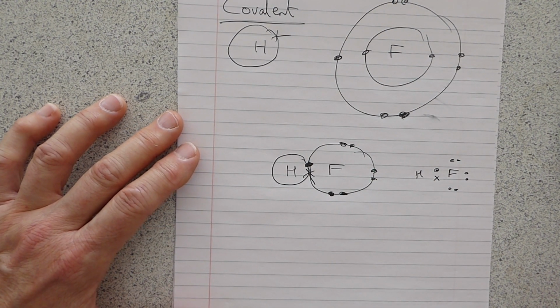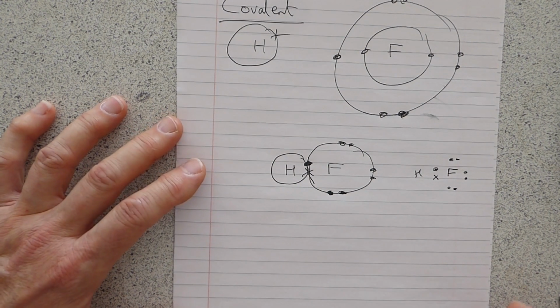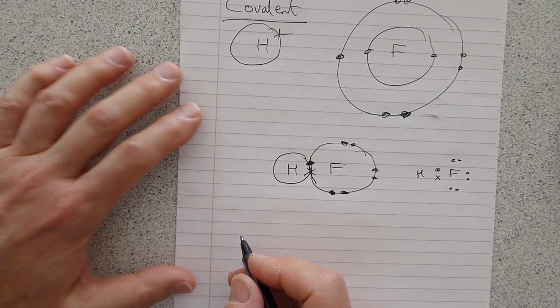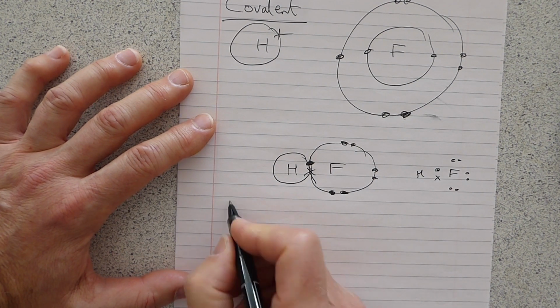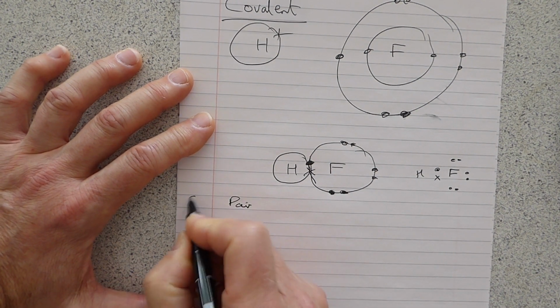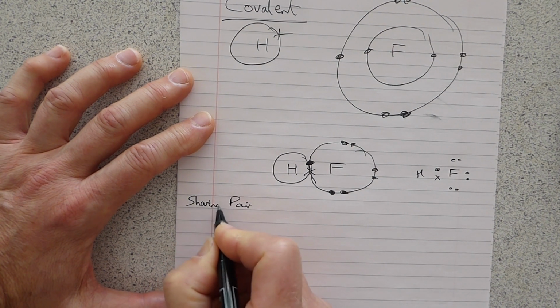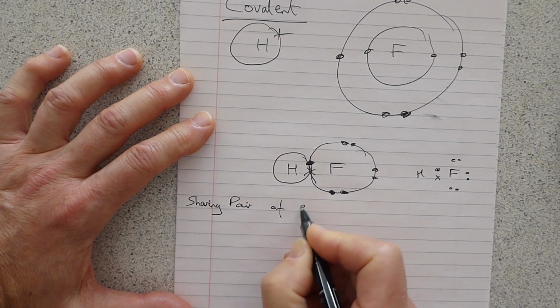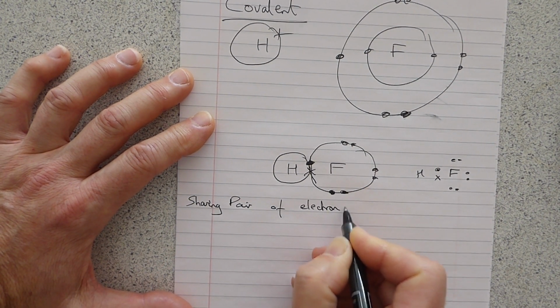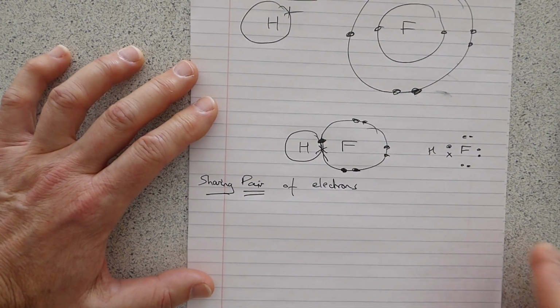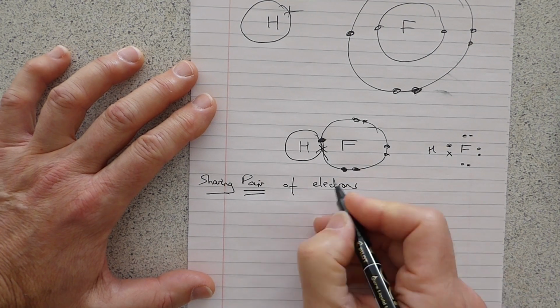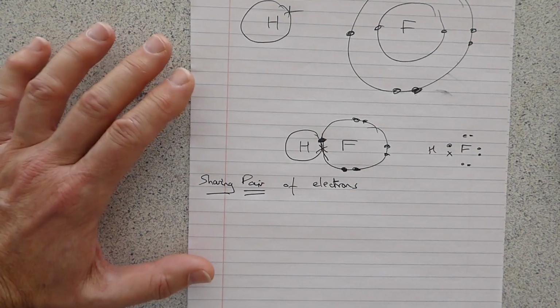Okay, so that's covalent bonding, and at GCSE you might learn it's sharing a pair of electrons. Just remember, for the moment, you'll get a different definition at A level, but it's sharing, and it's always a pair of electrons, or 2 pairs, or 3 pairs. Electrons love being in pairs. You'll find out why at A level.